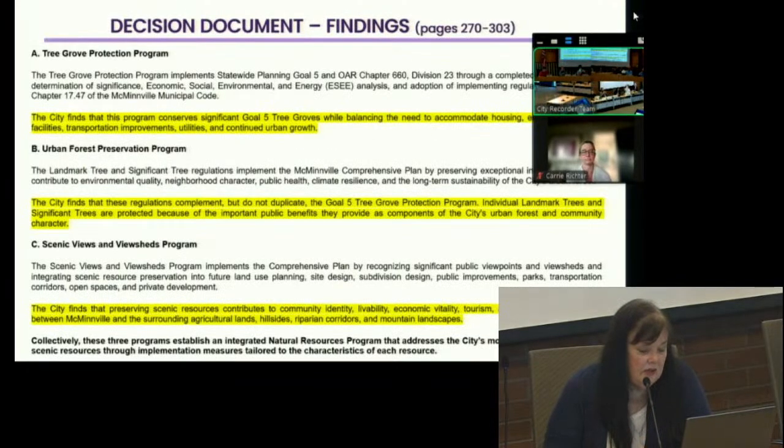The decision document in front of you is a little bit different from previous decision documents, so I wanted to point that out. Since this is 3 different programs that all respond to state law in a different way and impact our products differently, we have 3 sections of the decision document, creating findings for how we're meeting state law and our own local codes. You'll see that written in here. The Urban Forest Preservation Program is our significant and landmark tree program.